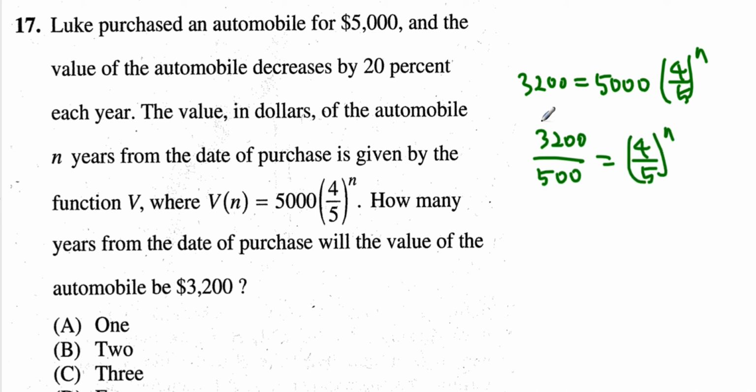To simplify this one, you will realize that I can cancel out these two zeros. Actually, there's one more zero. And then 32 over 50, I can divide top and bottom by 2. Then I get 16 over 25. Hey, what should be the value of n so that 4 over 5 becomes 16 over 25? n should be equal to 2. So therefore, 2 becomes the answer.